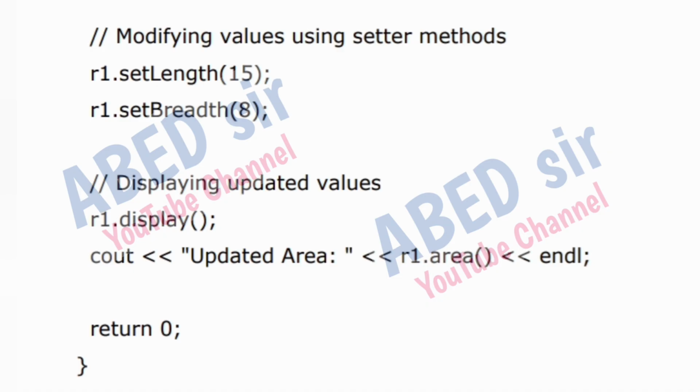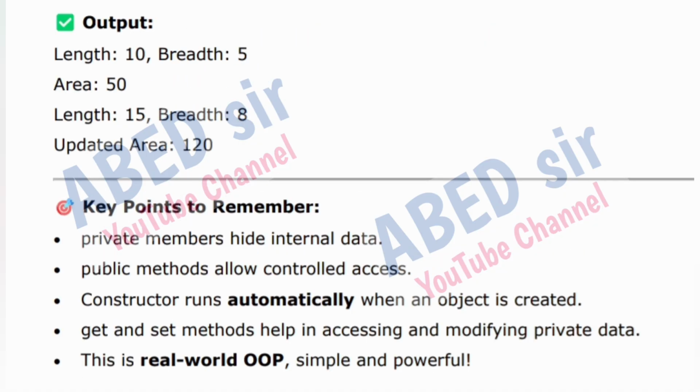Modifying values using setter methods. r1.setLength(15); r1.setBreadth(8); Displaying updated values. r1.display(); cout << updated area << r1.area() << endl; return 0; Output. Length 10, breadth 5.